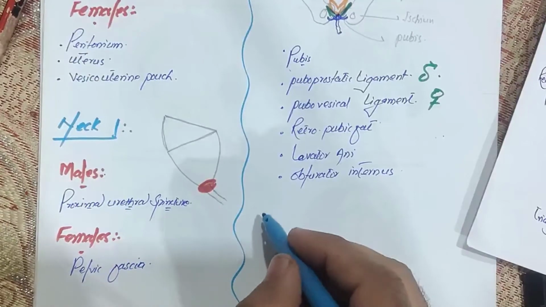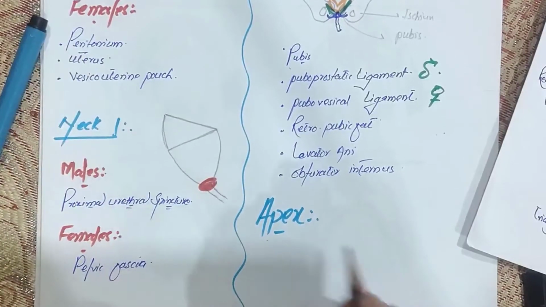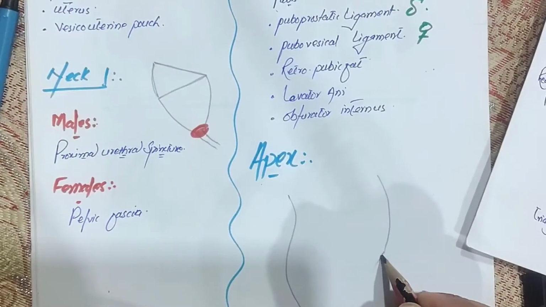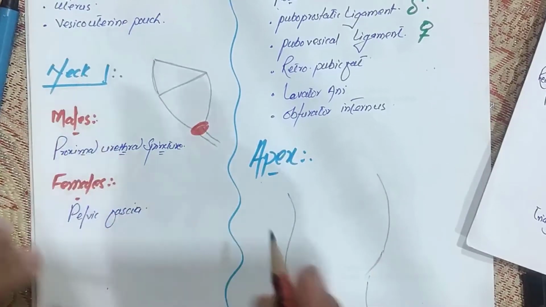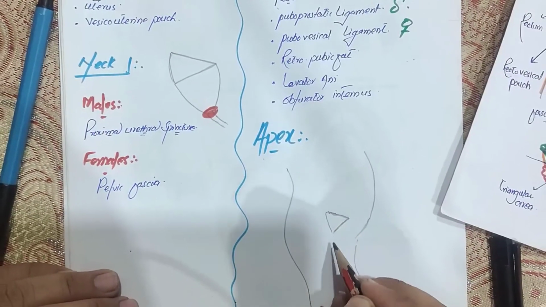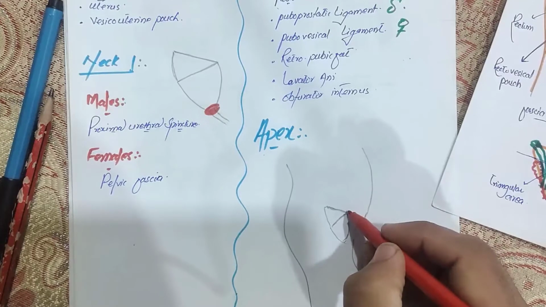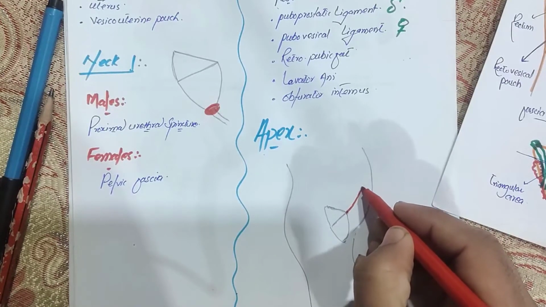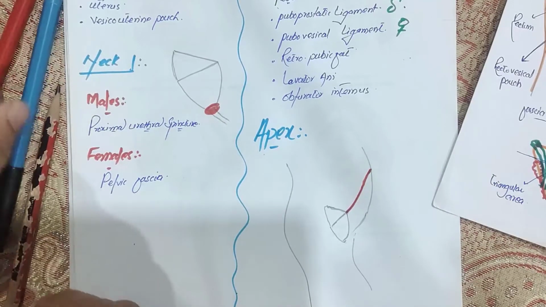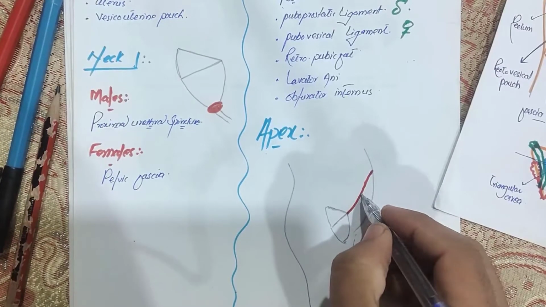Now, importantly, what are the relations of the apex? The relations of the apex of the bladder are the same for both sexes. Again, let me make a diagram here. Here is your urinary bladder, for example, like this. Now this is the apex. The apex of the urinary bladder is in relation to a ligament which connects the urinary bladder to the umbilicus, and this ligament is present in both male and female.